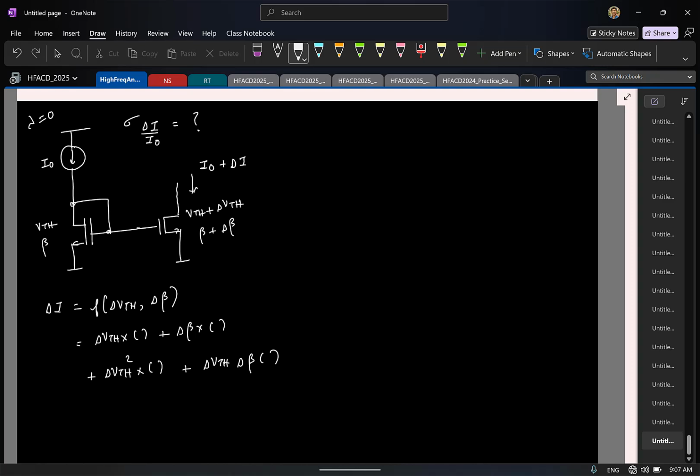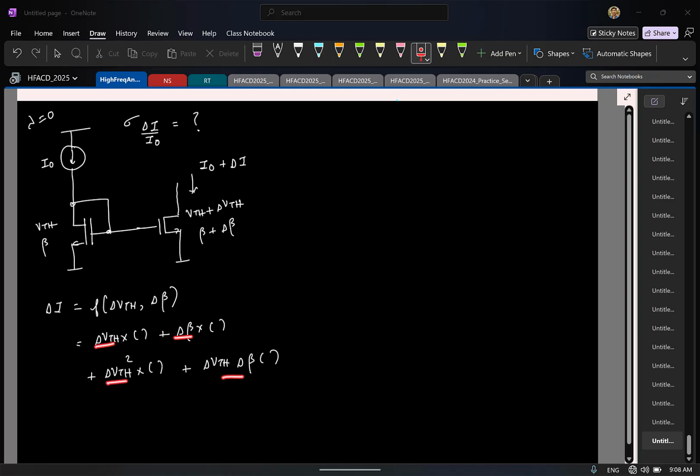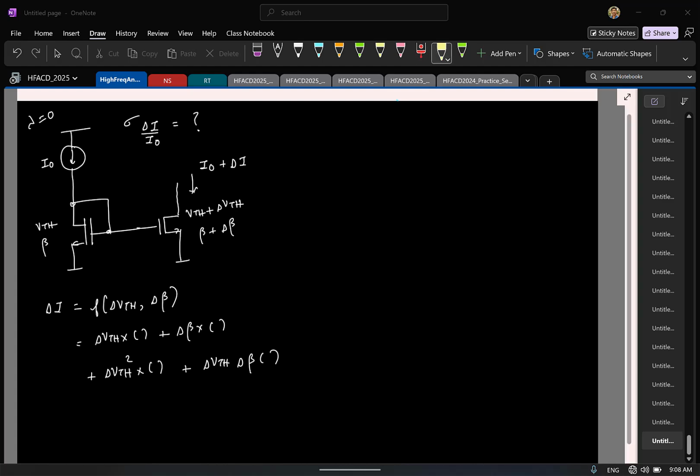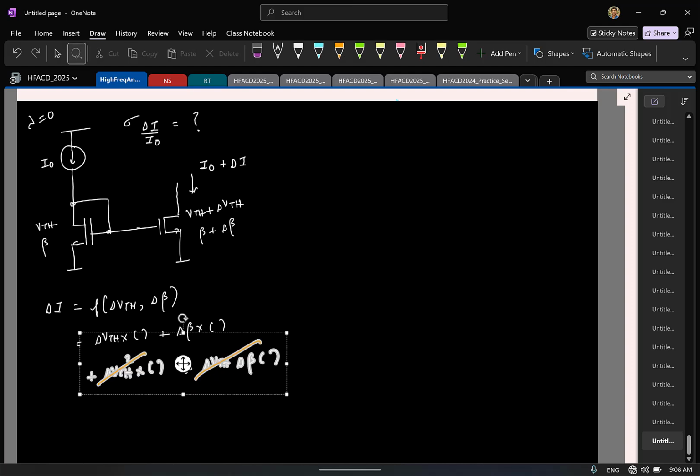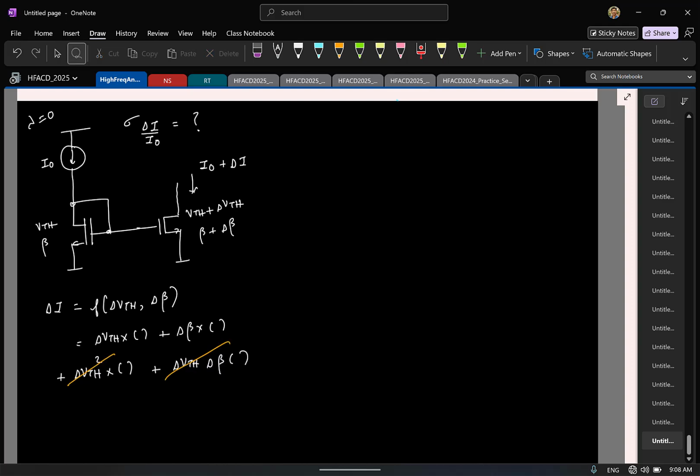But remember that all these mismatches are going to be very small in practice. That is, these deltas are going to be very small. If that is the case, how can you approximate this further? We'll take only the first order terms. I'll say that all these second order terms are ignored. This is the same thing you do with your small signal calculation, right? You ignore all the higher order terms and say that I'll only look at the first order terms. That's very good in practice.